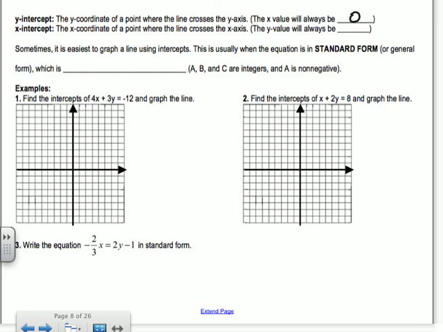The x-intercept intersects the x-axis, and that means the y value, so the height, is always 0 in that case. So the y value will be 0.